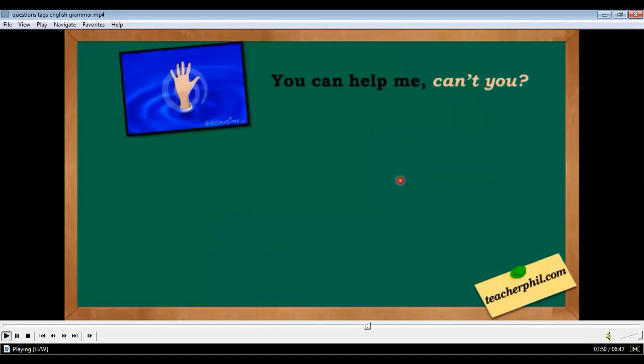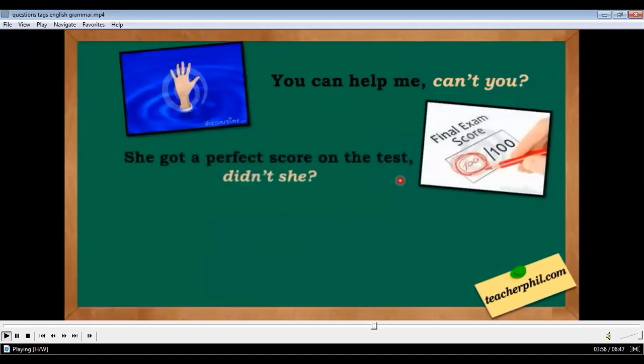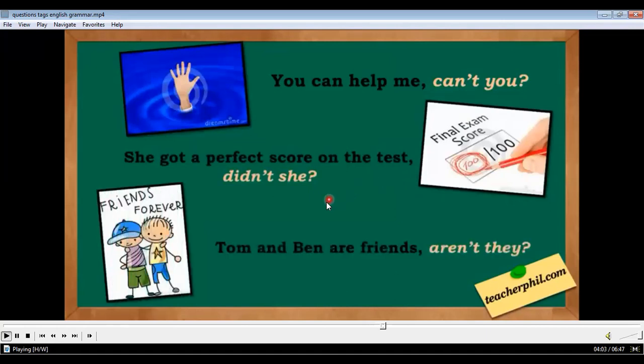Some more examples. You can help me, can't you? She got a perfect score on the test, didn't she? Tom and Ben are friends, aren't they?